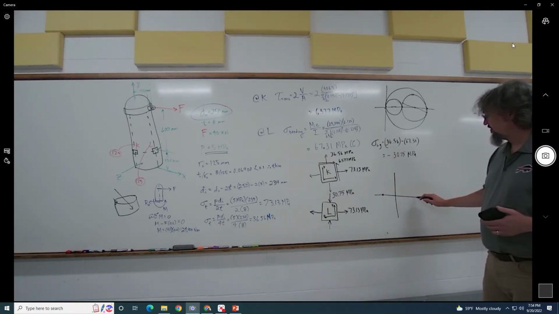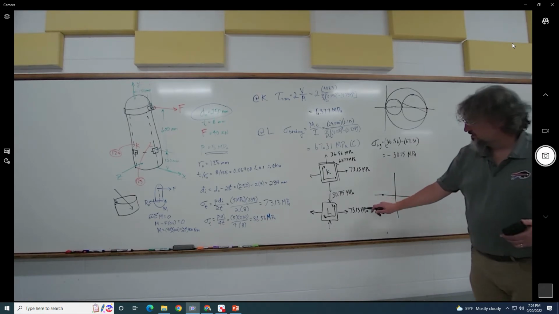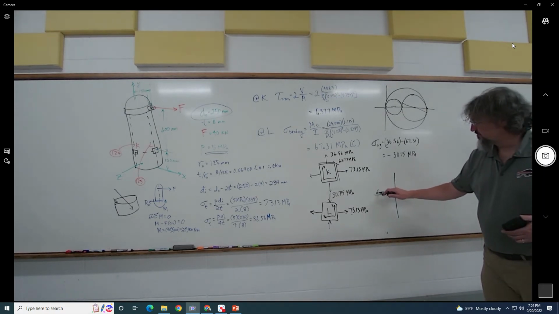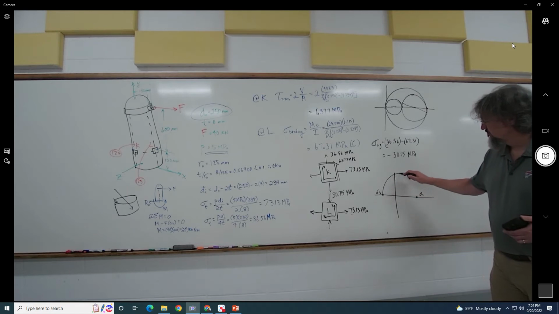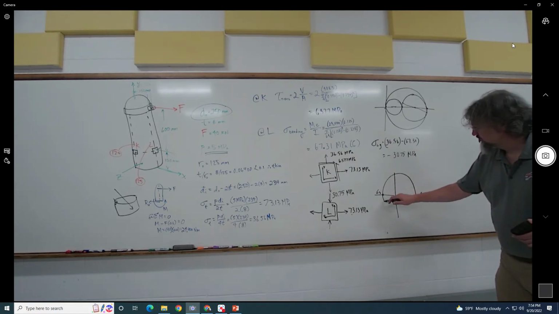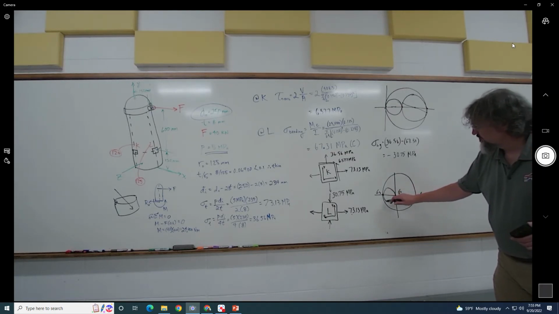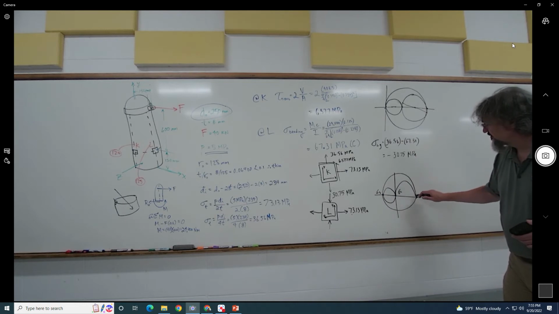Yeah, well, you can make it a 3D if you want. Right? Because this one is going to equal principal stress 1, and this one's going to equal principal stress 3. But we could still have principal stress 2 is equal to 0. So there's your 3D Mohr circle.